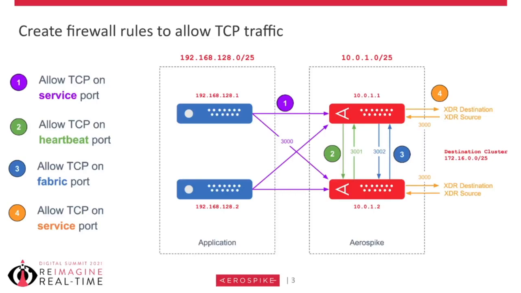Now, all of these ports are configurable, but by convention, we use port 3000 for service, 3001 for Heartbeat, 3002 for Fabric. And again, that's configurable, that's just a convention, but that is what you'll see in most of our example code and documentation.